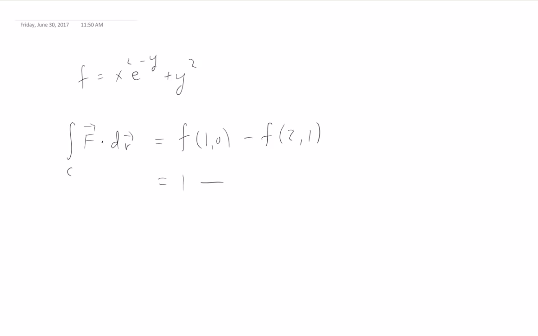And what's f of 2 comma 1? Let's see. If x is 2, then x squared is 4. E to the minus 1 is 1 over e, plus y squared, which is 1. And I should have parentheses around this whole thing, since that is all f of 2, 1. So the 1's cancel, and all we're left with is minus 4 over e, and that is our final answer.